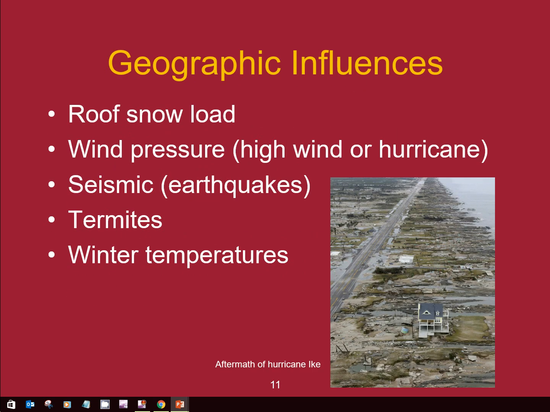Okay, so geographic influences affect our building codes. This particular image was of Galveston after Hurricane Ike, and that is the only structure that remained. And it was a test house that had been built a few years before to test hurricane-proof construction. And while there was some damage to it, you can see it held up very well compared to the neighbors. Okay, but all of these things will have a play into our building codes and how you will build in a particular geographic area.